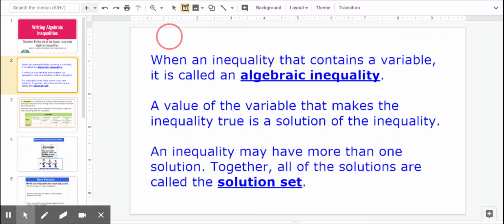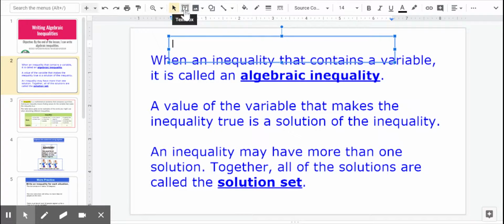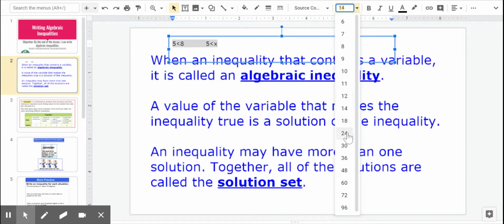A lot of times we're used to seeing things like 5 is less than 8. That would be considered an inequality. However, if I have something with a variable in it and I have 5 is less than x, that would become an algebraic inequality. So those are the difference between those.